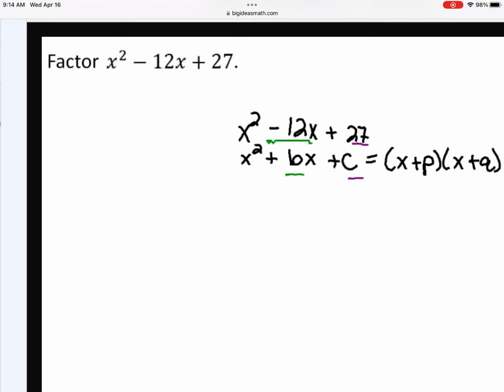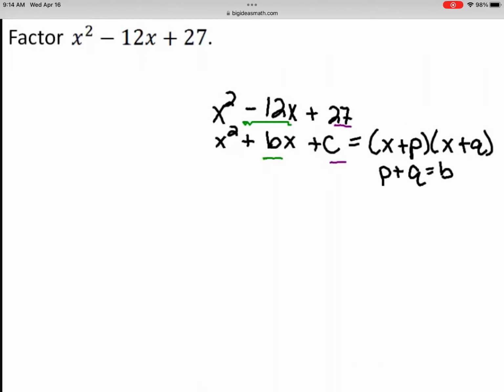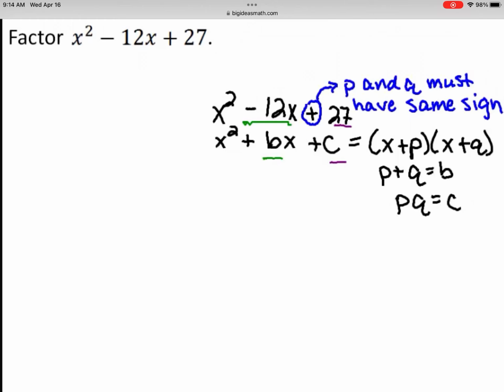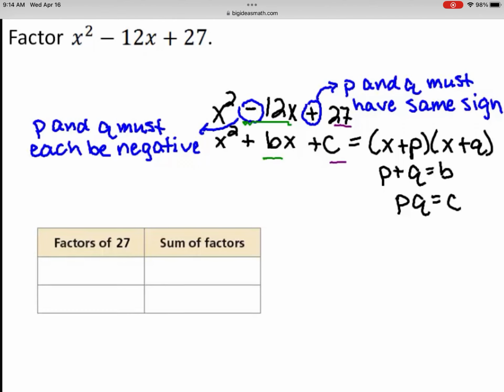the quantity x plus p times the quantity x plus q, when p plus q equals b and p times q equals c. Because c is positive, the factors p and q must have the same sign, so that pq is positive. Because b is negative, p and q must each be negative, so that p plus q is negative. So find two negative integer factors of 27 whose sum is negative 12.